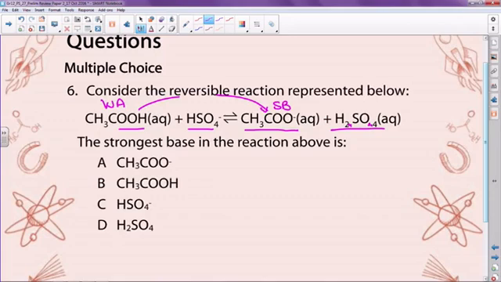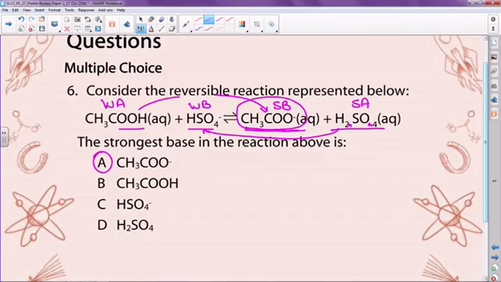Now here we're going to work backwards. This is a very strong acid, which means it comes from a weak base, if we look at the conjugate pairs, which then means that the CH3COO- is the strongest base in this question.